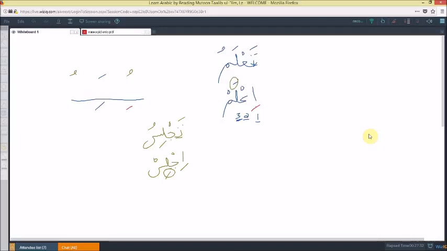We have the word taktubu. We drop our ta. We put a sukoon where the dhamma was. We put an alif there because we can't start with a sukoon on the kaf. We say uktub. We put a dhamma there because it's a dhamma. So if it's a dhamma on this third letter, we put a dhamma. If it's a kasra or a fatha, then we put a kasra. So we say i'lam.